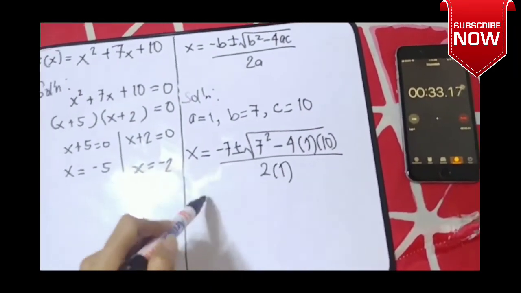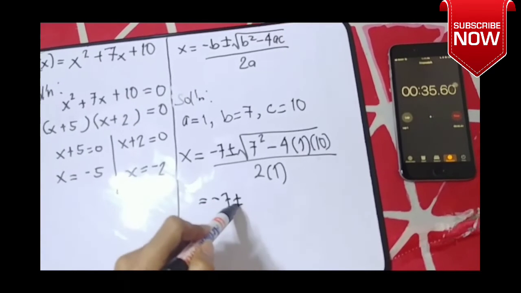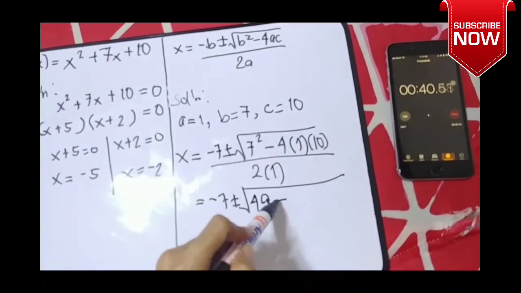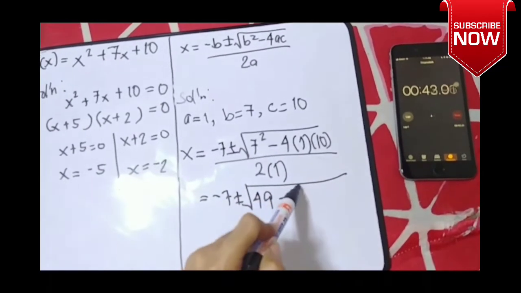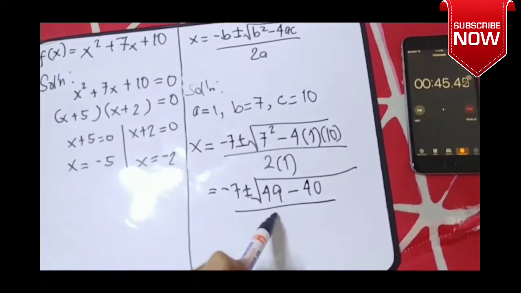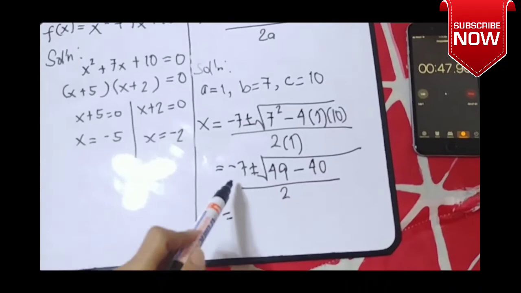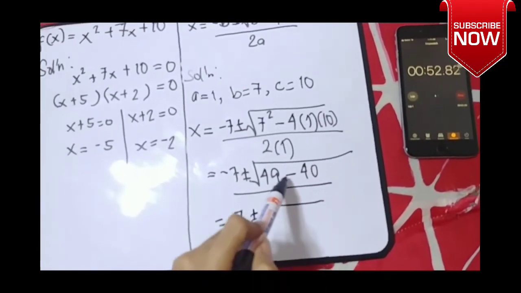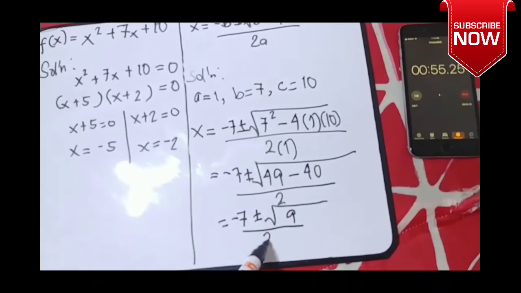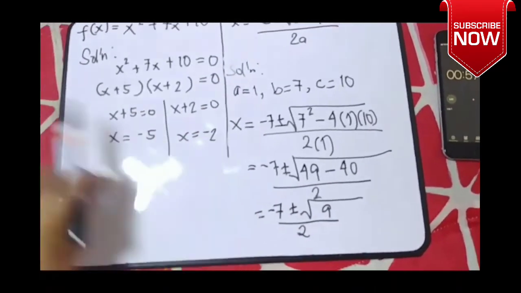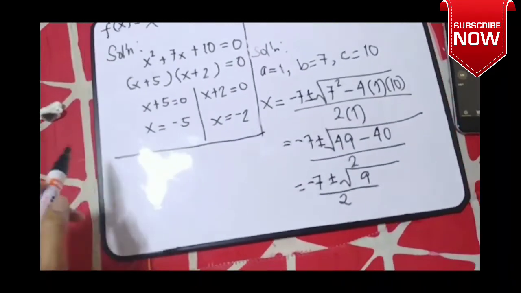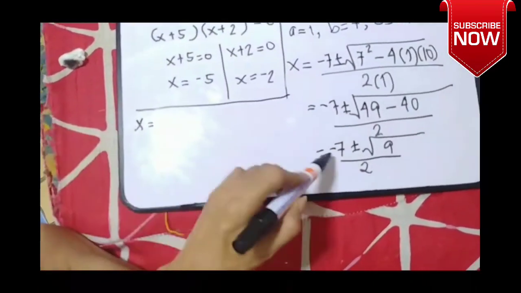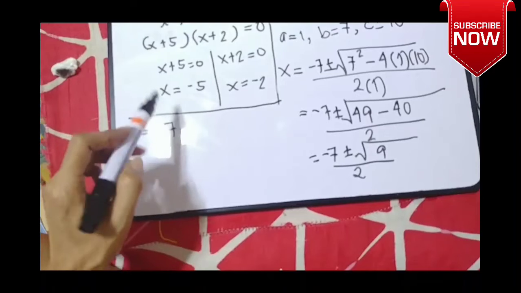A is 1. Negative 7, positive negative square root of 7 times 7, that's 49, minus 4 times 1 times 10, that is 40, all over 2 times 1, that is 2. Negative 7, positive negative square root of 49 minus 40, that is 9, all over 2.